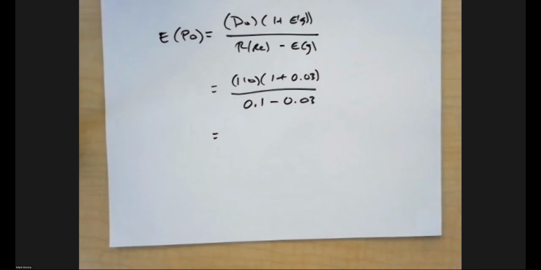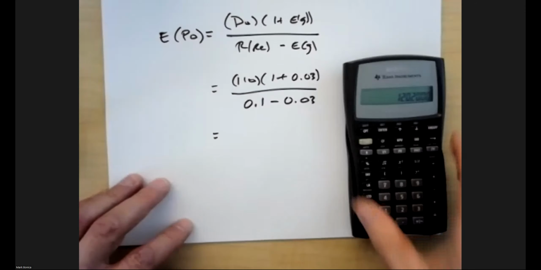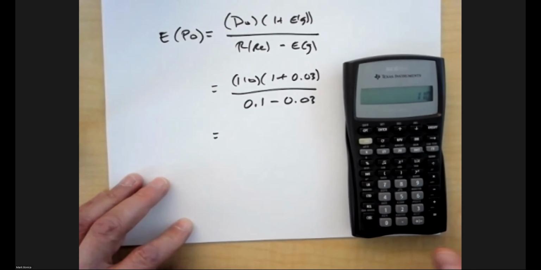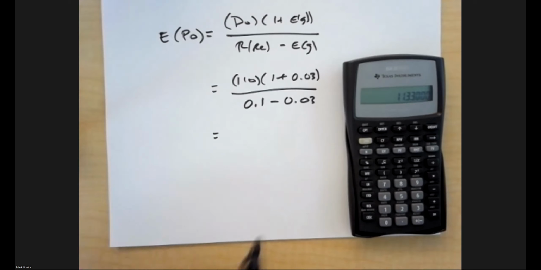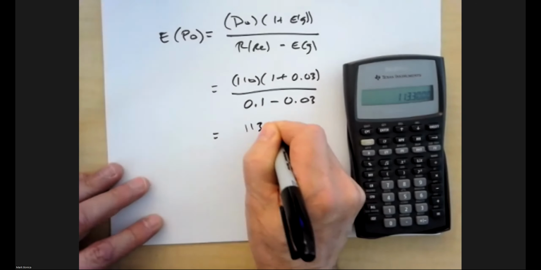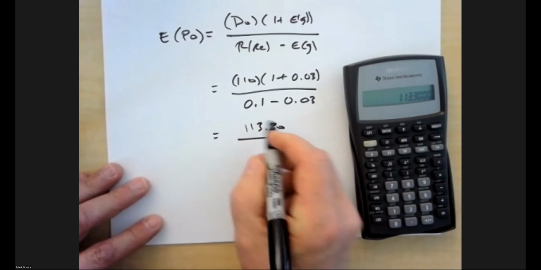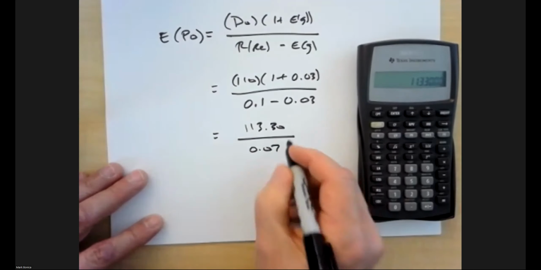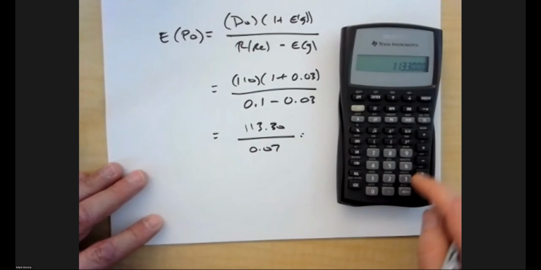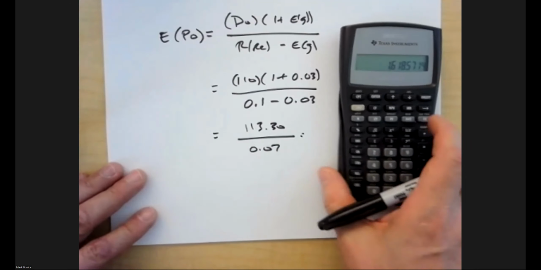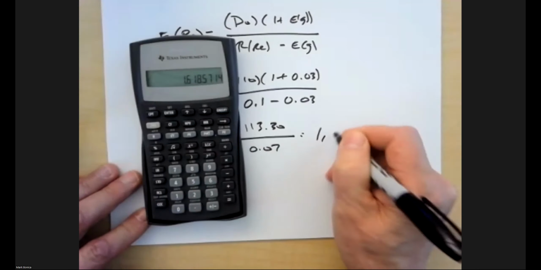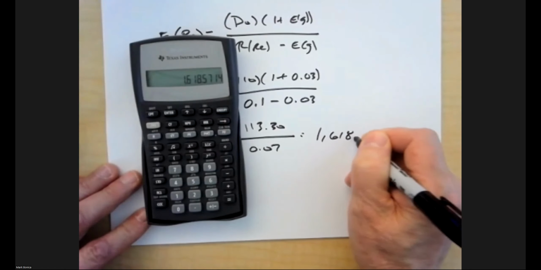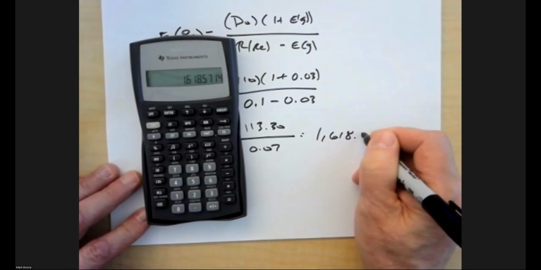So we're going to divide that. So we're going to do, okay, 110 times 1.03 is 113.30, divided by 0.1 minus 0.03, that's 0.07. So divided by 0.07, and we get 1,618.57.